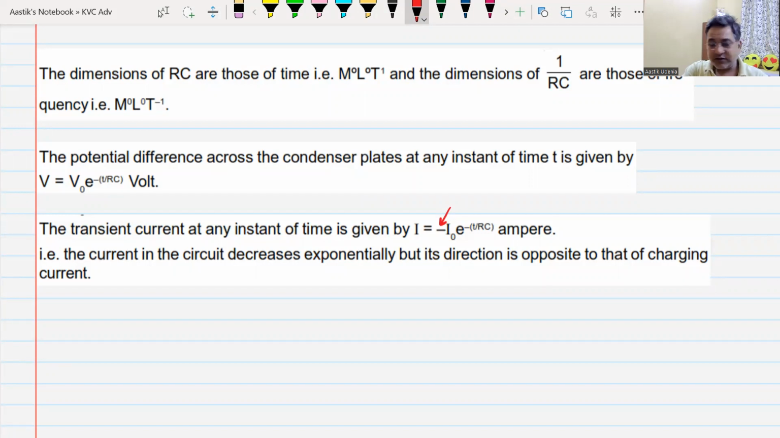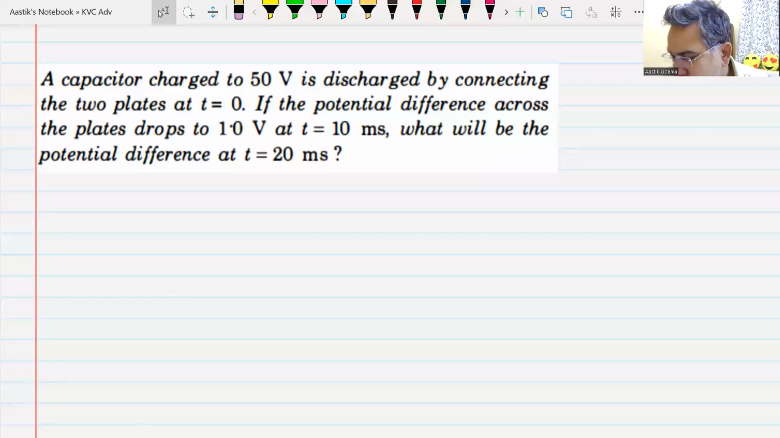I'll give you 2 minutes to note this down. Then this is the next question. Again, we might not get the complete answer, but we can get to the answer up till ln or whatever. That is good enough. A capacitor charged to 50 volt is discharged by connecting the two plates at time t equal to 0. If the potential difference across the plate drops to 1 volt at 10 milliseconds, what will be the potential difference at 20 milliseconds? You have 2 minutes to find out this one.